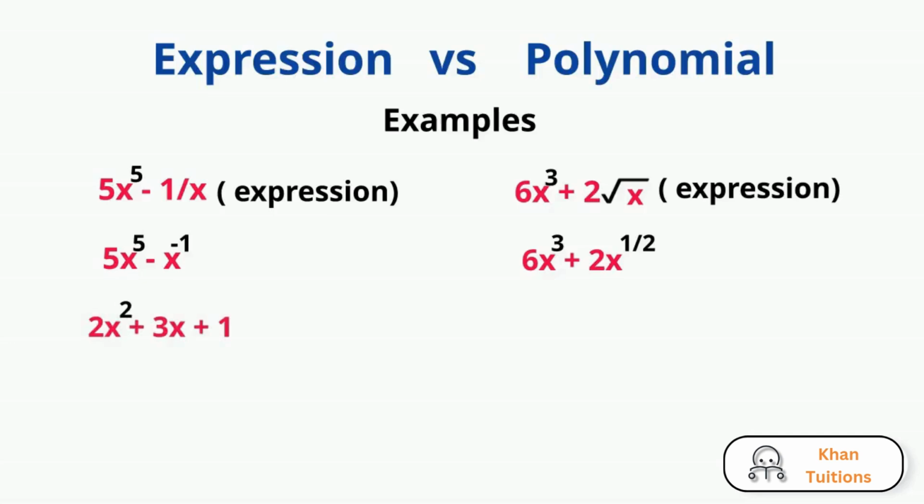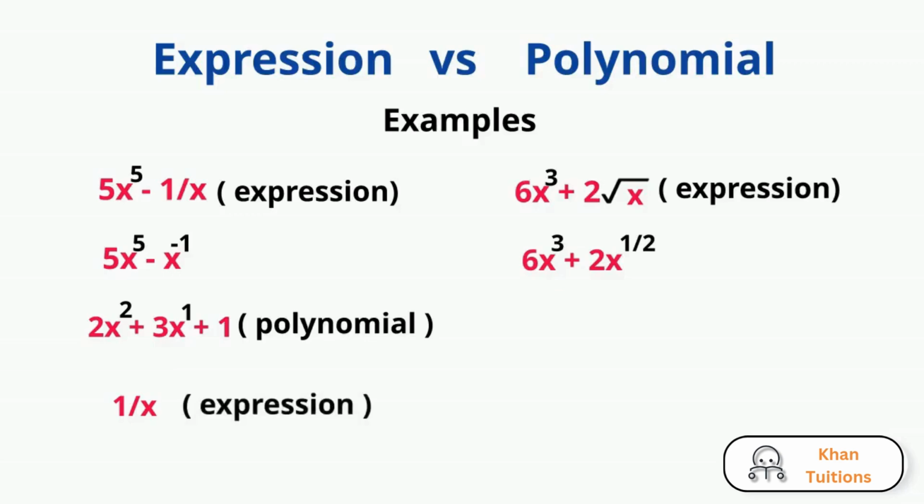Tell me about this one. This is a polynomial because exponents of variables are 2 and 1, which are whole numbers. Here is the last one. Is this an expression or polynomial? This is an expression because the exponent of x is -1.